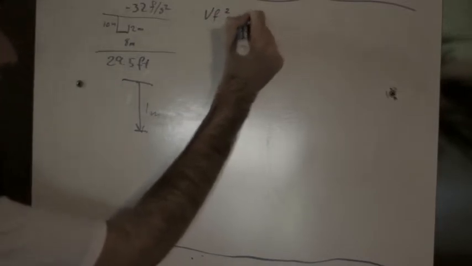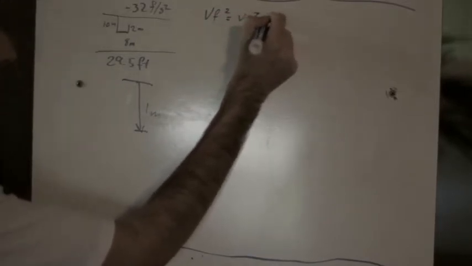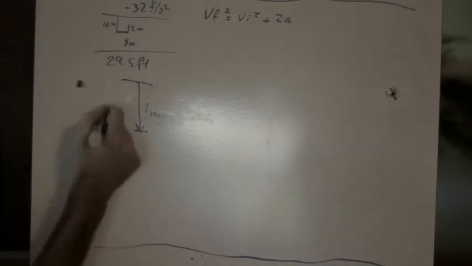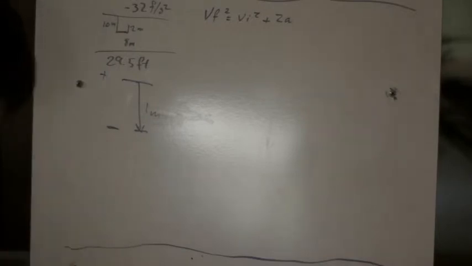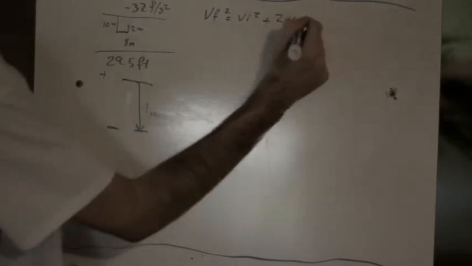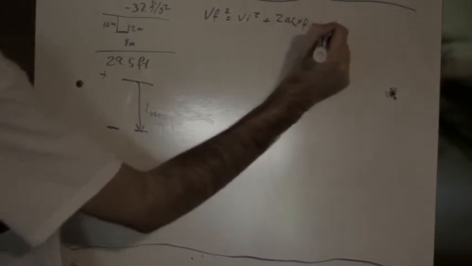So velocity final squared is equal to the velocity initial squared plus 2 times the acceleration. We're going to call up the positive x direction and this the negative x direction. So now, 2 times the acceleration times x final minus x initial. Okay, so we have that.